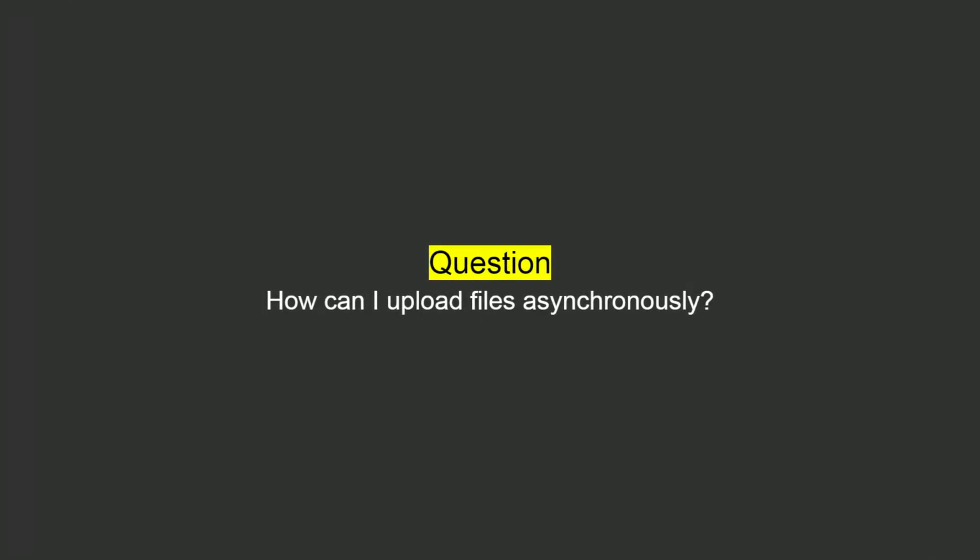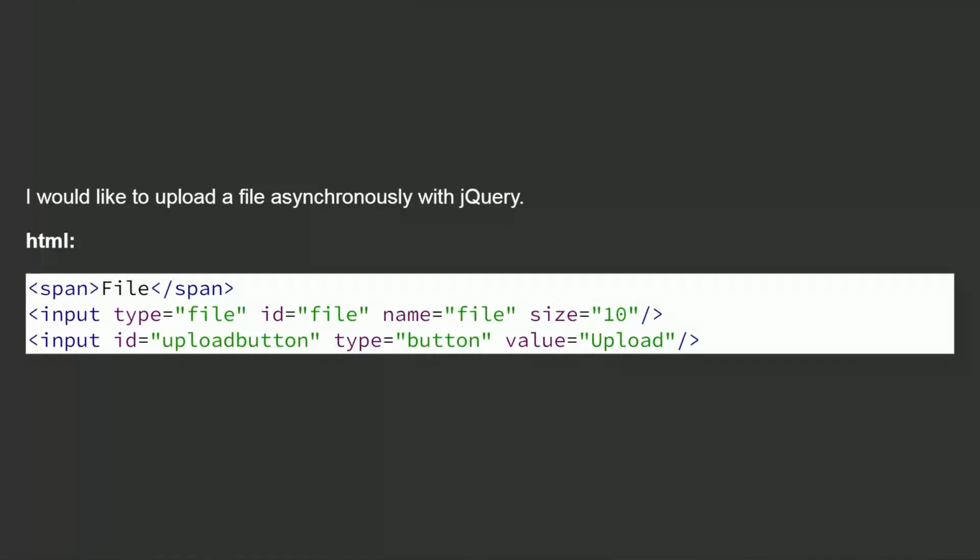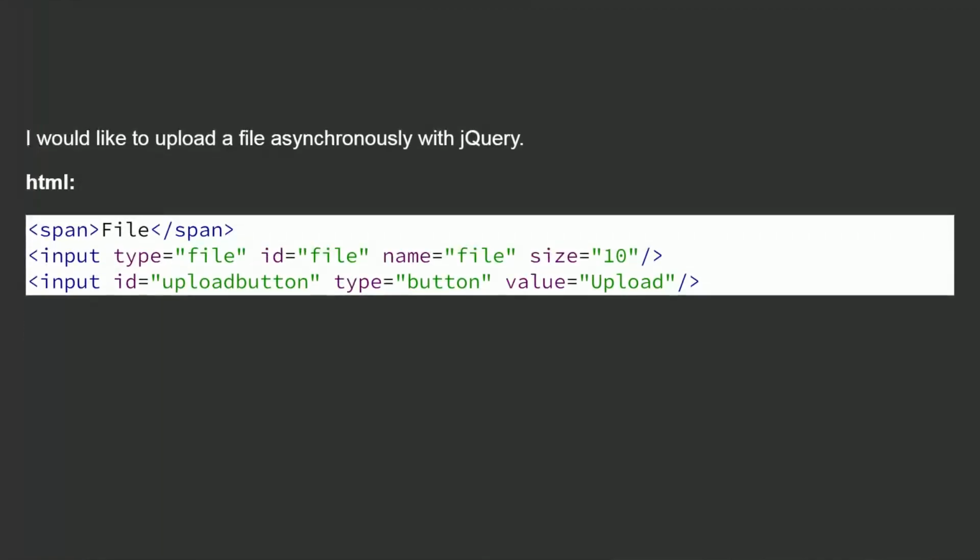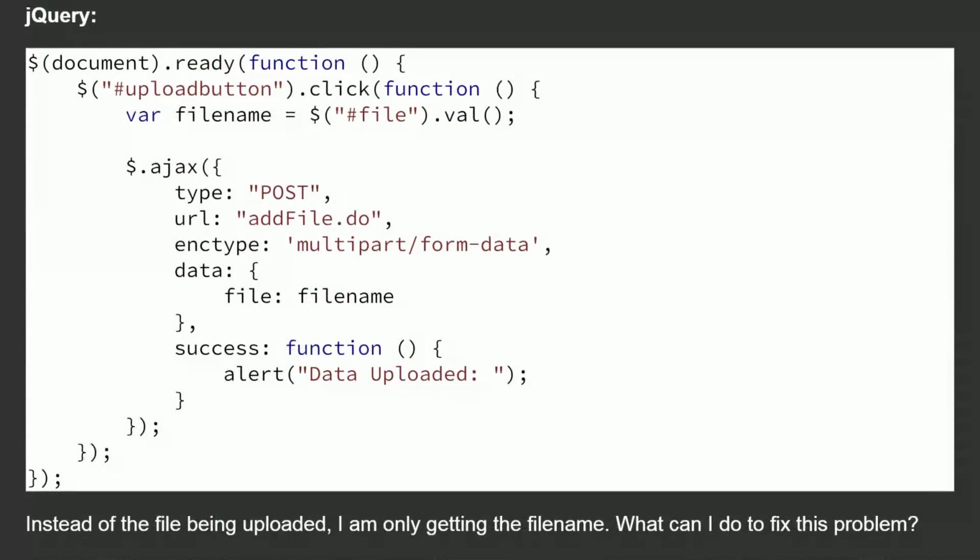How can I upload files asynchronously? I would like to upload a file asynchronously with jQuery. Example HTML. Example jQuery. Instead of the file being uploaded, I am only getting the file name. What can I do to fix this problem?